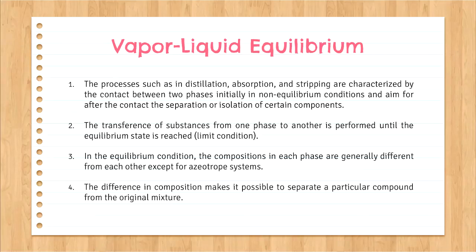In the equilibrium condition, the compositions in each phase are generally different from each other, except for azeotrope systems. The difference in composition makes it possible to separate a particular compound from the original mixture. So, we're going to proceed with the application of VLE in food processing.